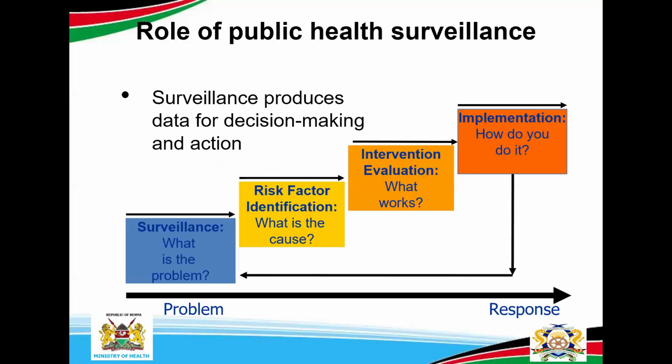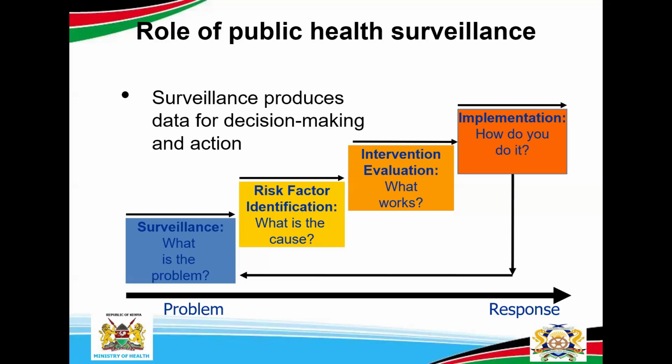So what are the roles of public health surveillance? First of all, surveillance produces data for decision-making and action, as I've taken you through how we have defined surveillance. When you're doing surveillance, you need to know what the problem is. What is the disease, condition, or public health event that we are interested in? When you get to know the problem, you go further and understand the risk factors. What is causing this public health event that we are experiencing? When you are doing that, you are doing surveillance.